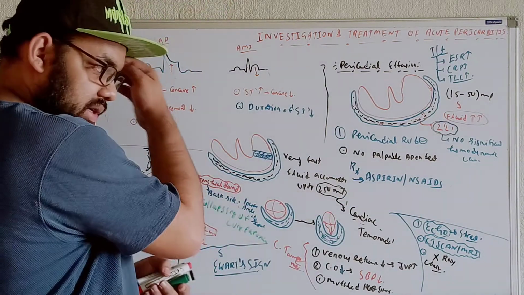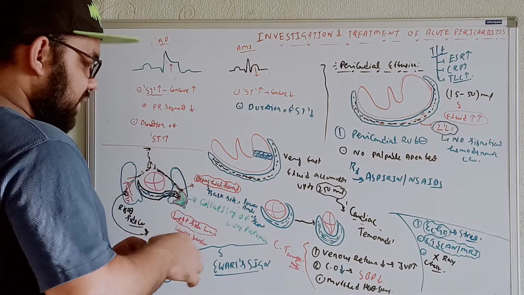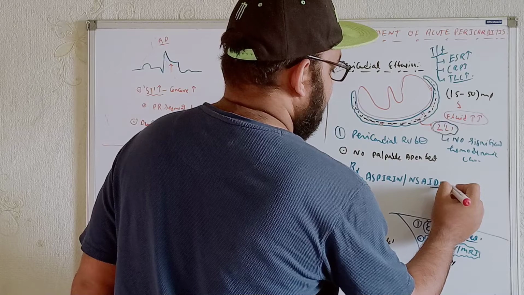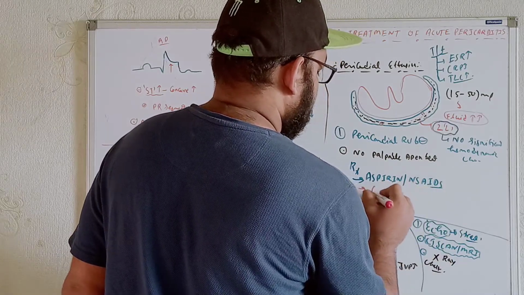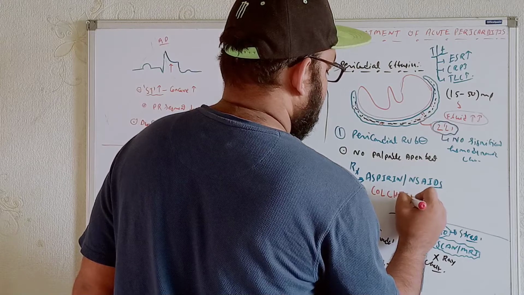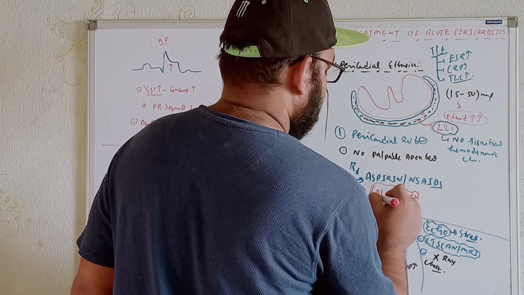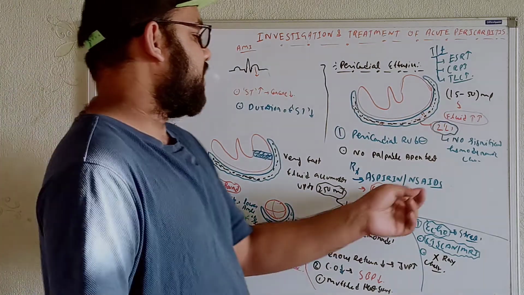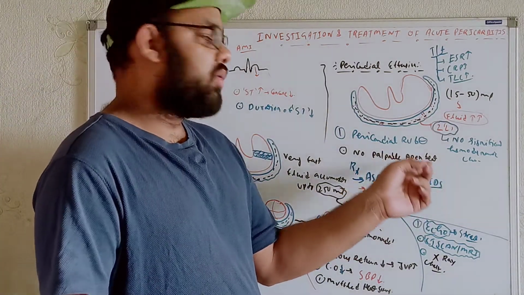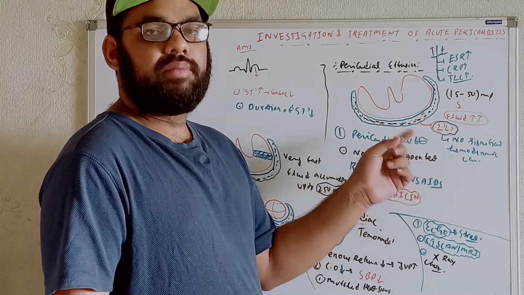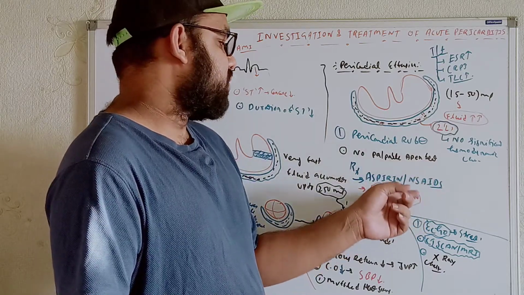And after that, if we see that after giving all these things the condition is not getting better, at that time we have to use colchicine. So what is the drug colchicine? At first we use aspirin or the non-steroidal anti-inflammatory drugs. Whenever we find that after using these we are not getting a better result, at that time we can use colchicine.